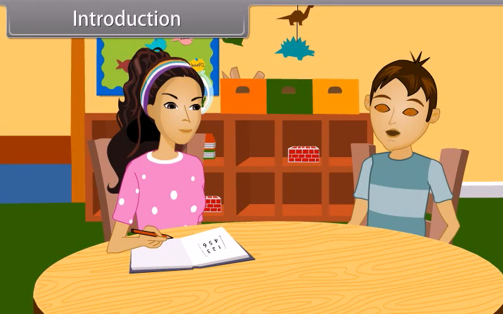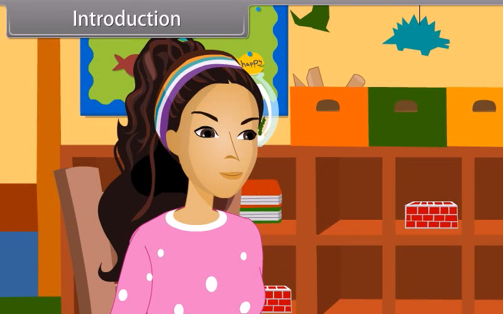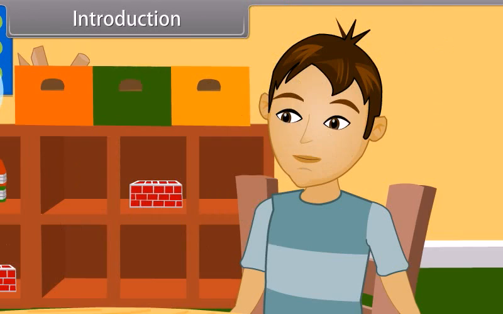Rocky, why are you writing all these numbers in one bracket? This is not just a bracket. Did you forget what our math teacher taught us the day before? Oh yeah, matrices. So are you solving any problem? Yes, I am finding the transpose of this matrix.